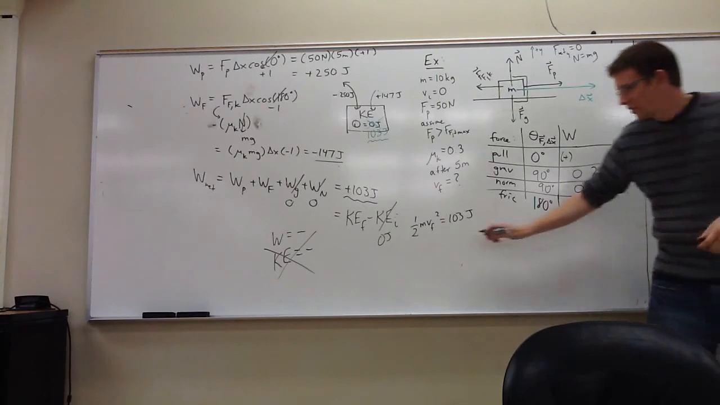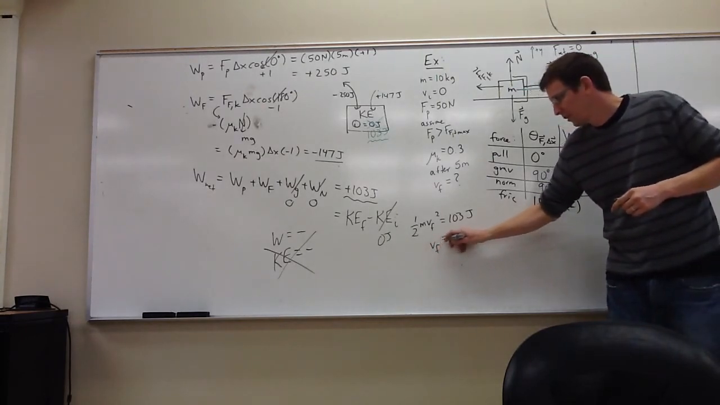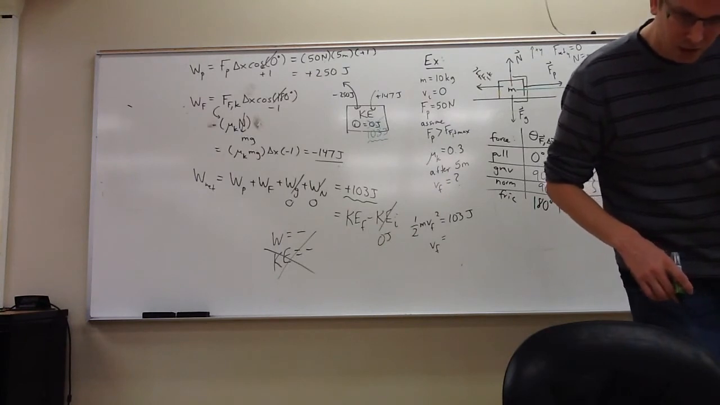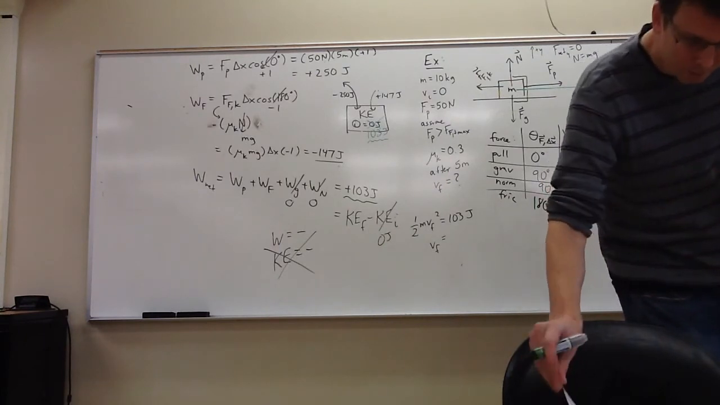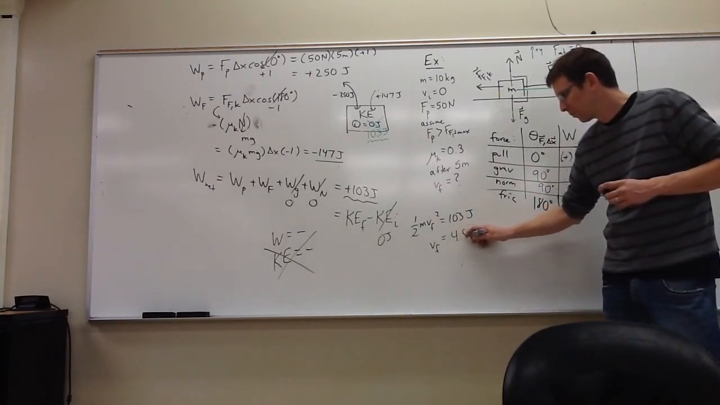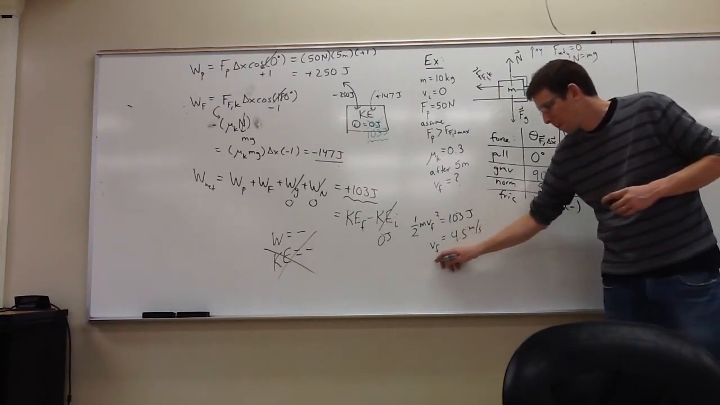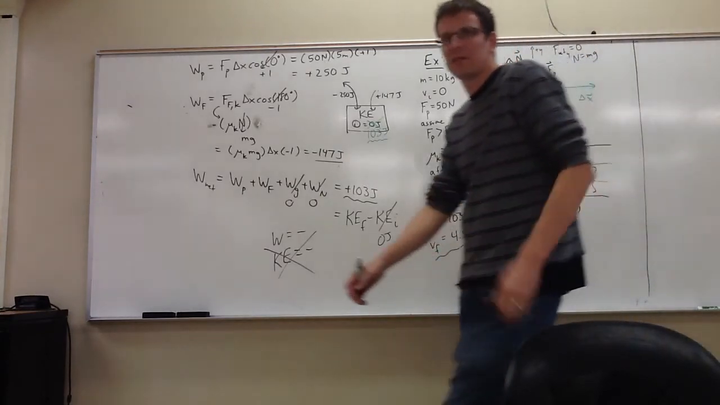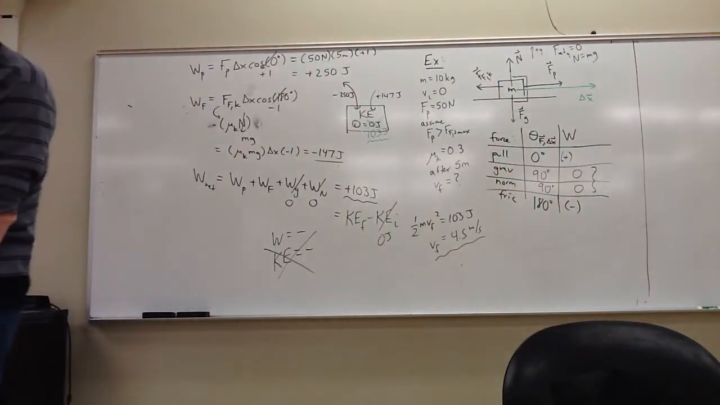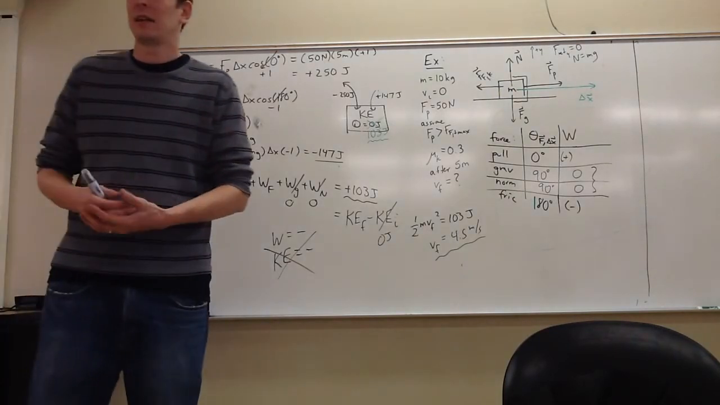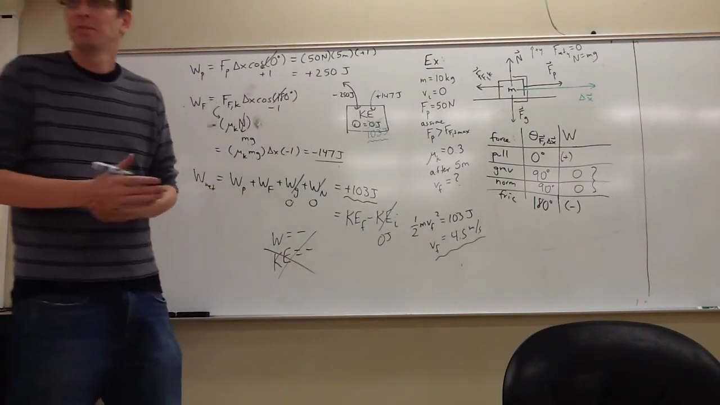Okay, and so here, just to complete the problem, we can solve for V final. And V final, if I've done this correctly, should come out to be 4.5 meters per second or so. And it's a good exercise to try it with the forces method, calculate the acceleration, and then use the constant acceleration equations. Make sure you can get the same answer. Okay?